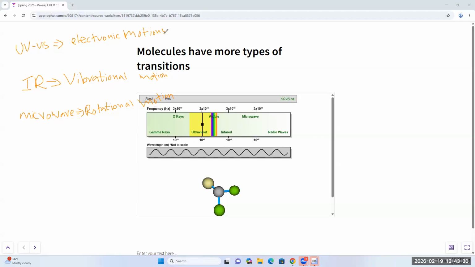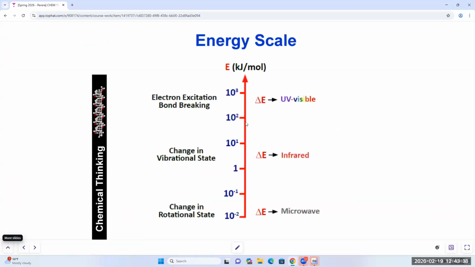Okay. So now that we talked about this, let's go back. This is again summarizing what we talked about. The energy gaps for rotational fall within microwave, vibrational energy gaps fall within infrared, and electronic excitations, electronic energy levels fall within UV visible. We're talking energy gaps here, okay? And it's the same thing we just discussed before.